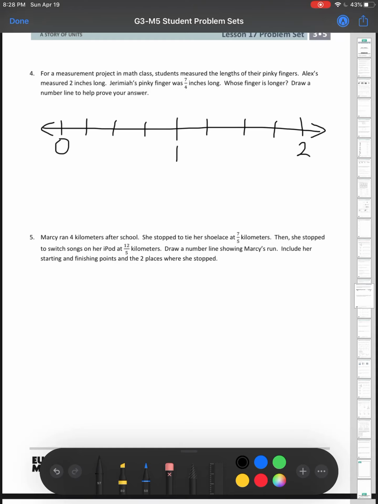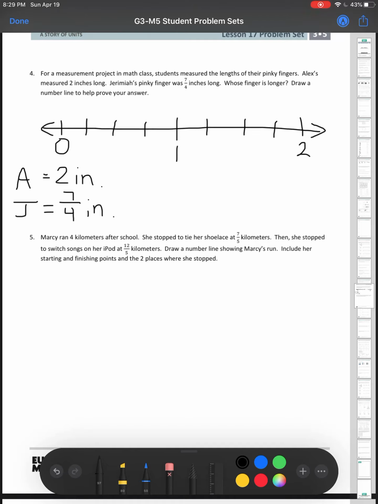And I'm going to just draw little mini pictures. So Alex and Jeremiah. Alex's finger. Nail on there. Some knuckles. Oh, it is not as easy to draw. Scratch the drawings. We will just label. Alex, 2 inches. Jeremiah, 7/4 inches.